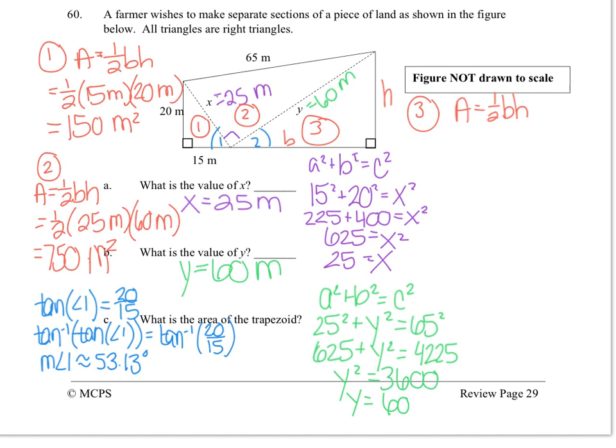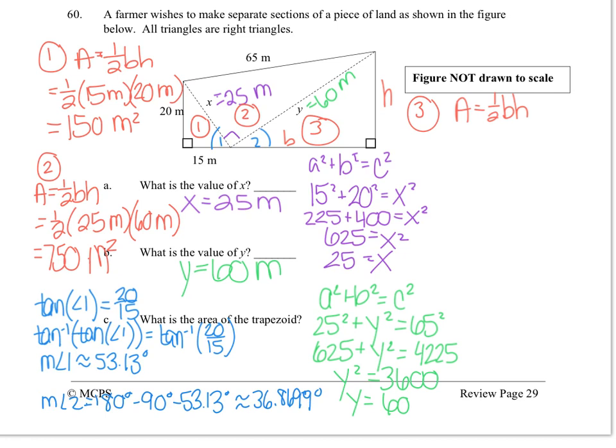So if angle 1 is 53.13 degrees, that's right here, and we know this angle is 90 degrees, we can solve for the measure of angle 2. The measure of angle 2 is going to be 180 degrees minus 90 degrees minus 53.13 degrees. So the measure of angle 2 is going to be approximately 36.8699 degrees. Since I now know this angle measure, I can use trig to find my height and my base.